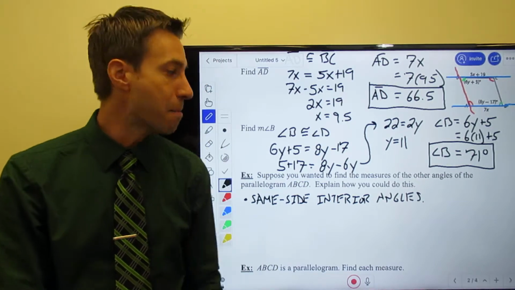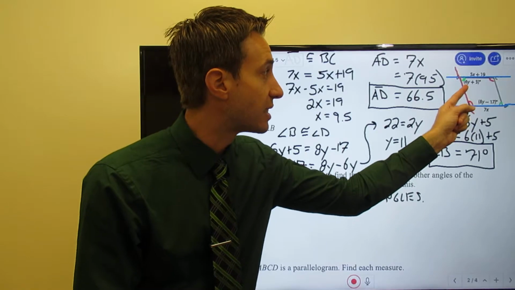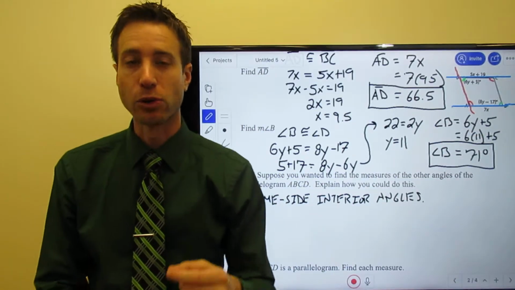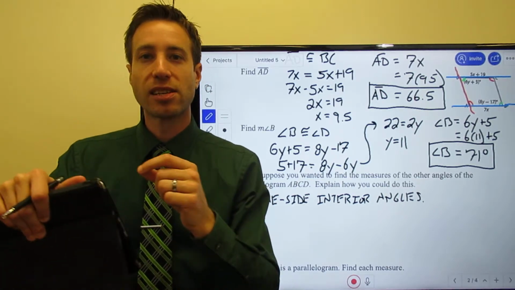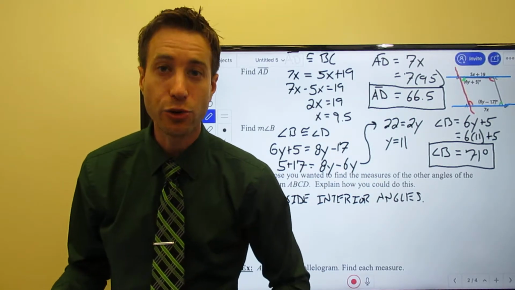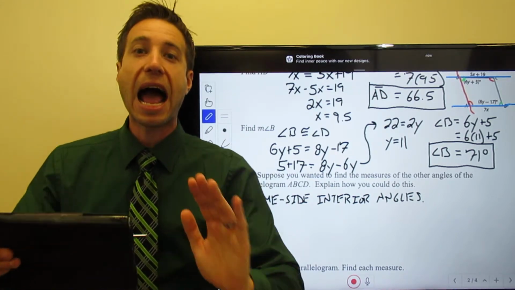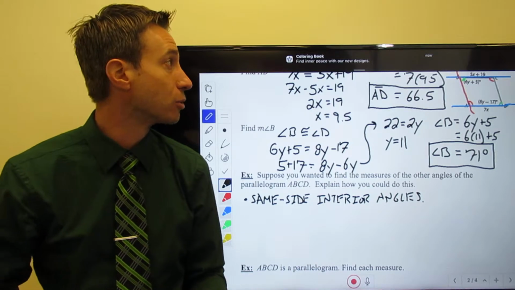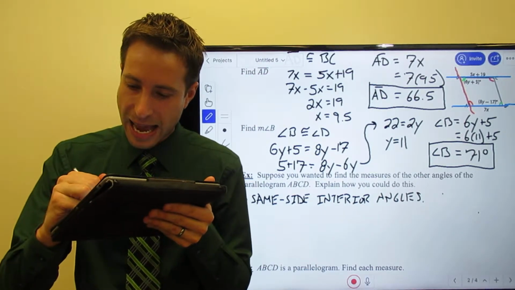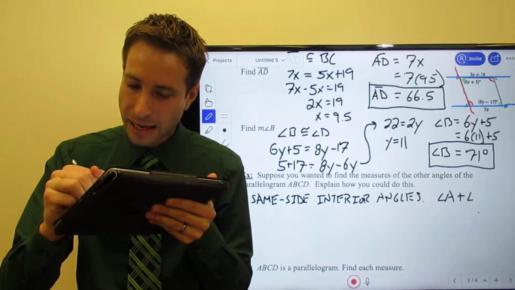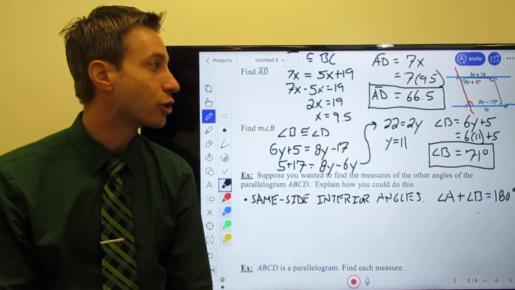Now, do you remember what the relationship was between same side interior angles? Hopefully what you remember is that same side interior angles must sum to 180 degrees. That was the relationship. If you forgot, there's your reminder. Absolutely, I expect you to be able to use that information. So we know same side interior angles, angle A plus angle B, sum to 180 degrees.